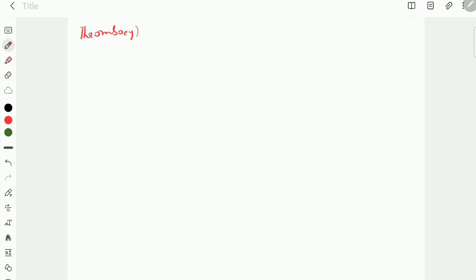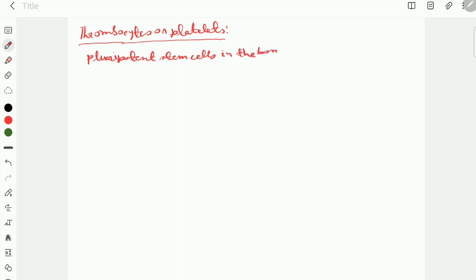Today I'll discuss thrombocytes or platelets. So first of all, there are certain pluripotent stem cells in the bone marrow, which are about 0.05 to 1% of the cells of bone marrow.